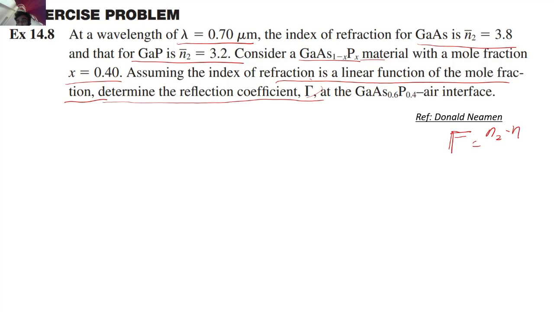Gamma is what? N2 minus N1 upon N2 plus N1 the whole square, right? Where N1 is 1, because it is given as the interface between this gallium arsenide phosphide substrate and air. So that's why this refractive index N1 is 1 over here.